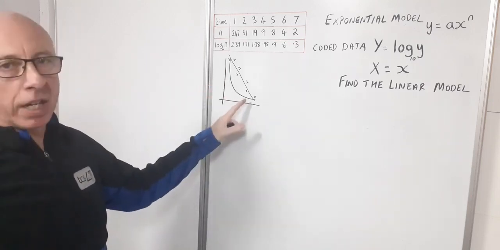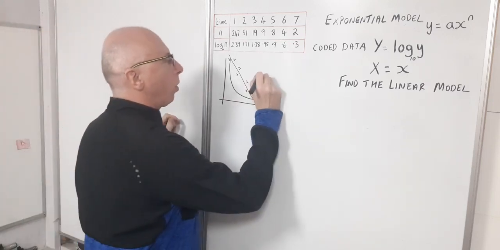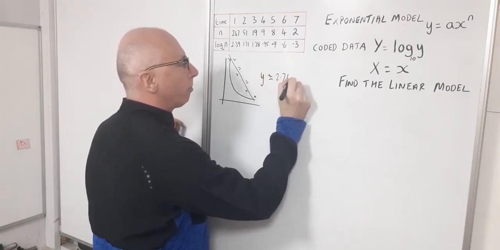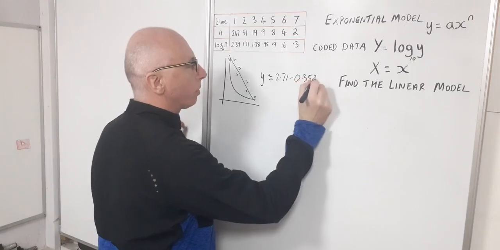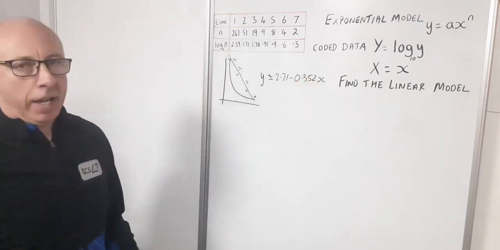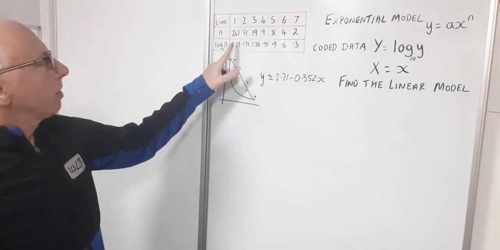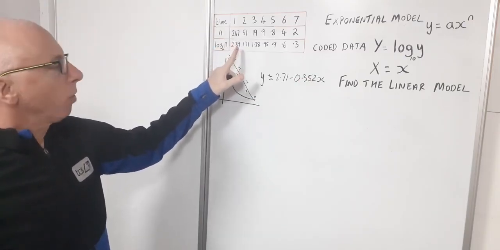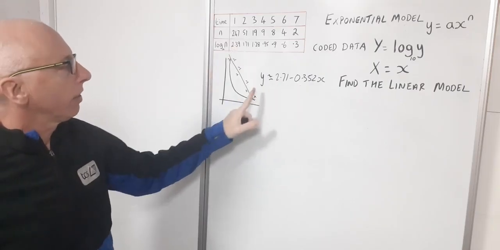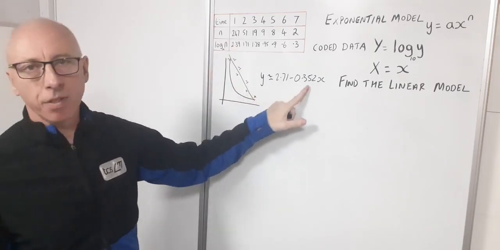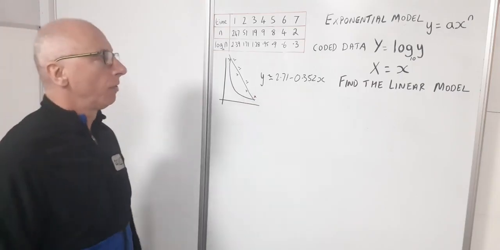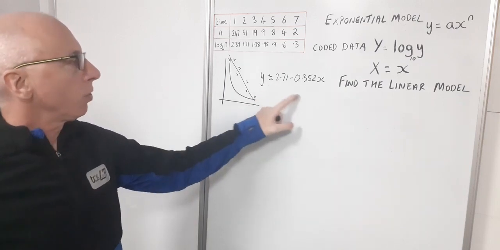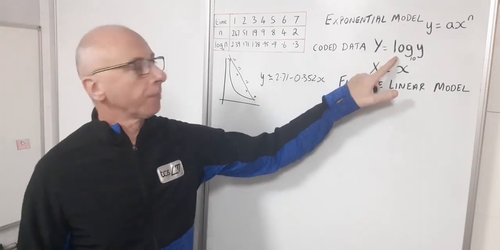Now the linear representation, what we found was y is approximately 2.71 minus 0.352x. And that would seem reasonable because as n went to 0, that would probably end up at about 2.71, and it's got a negative gradient that was reasonably around a third. So that looks good so far. Now what we're going to do is find the new linear model using this information and this coding.